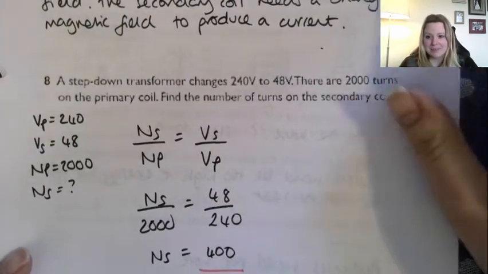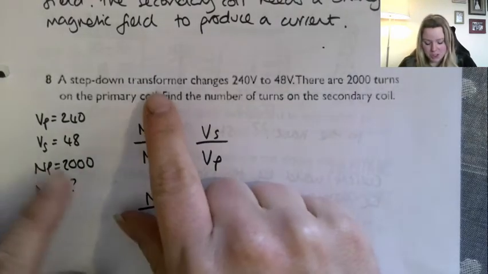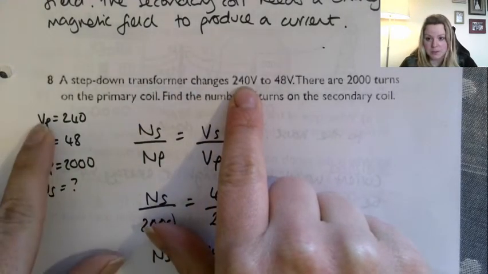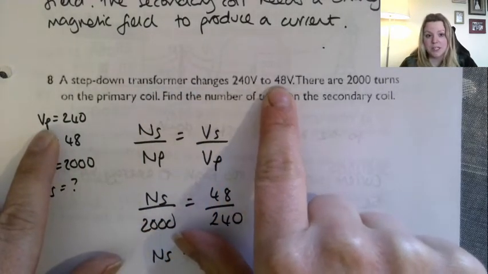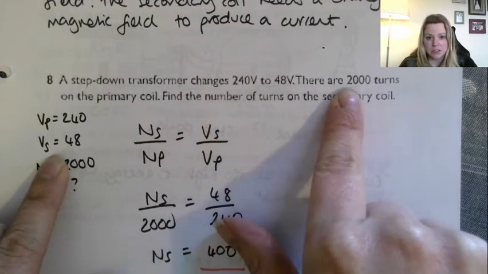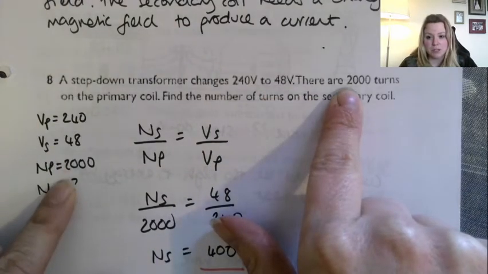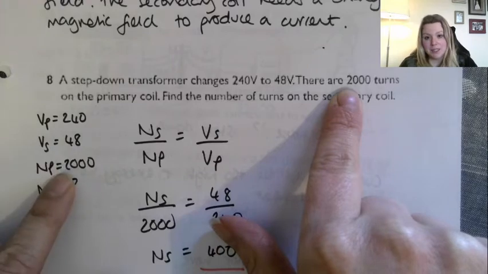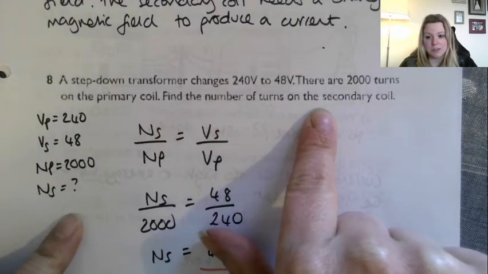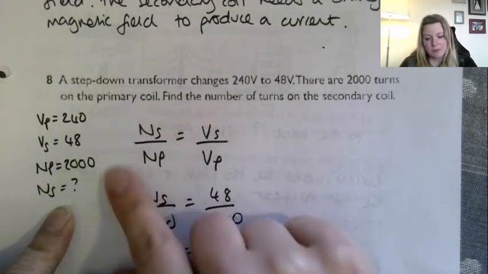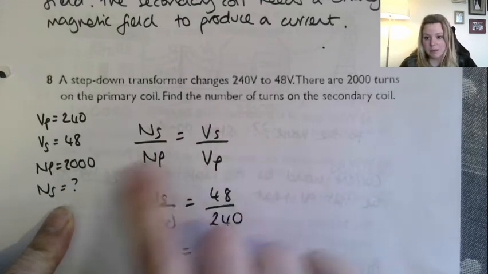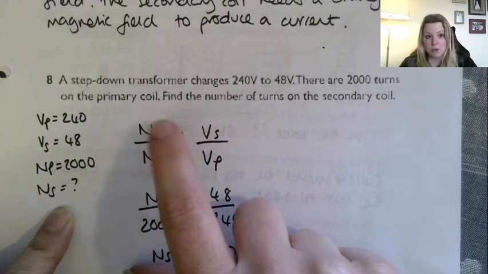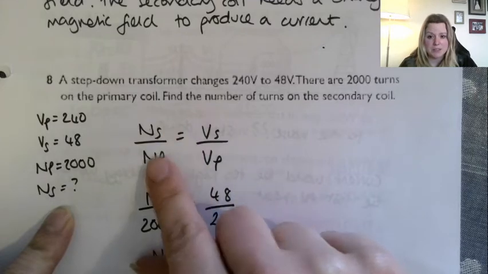Right, 8. A step down transformer changes 240 volts, so that's our primary voltage, to 48 volts, so that's our secondary voltage. There are 2000 turns on the primary coil, so that's NP. Find the number of turns on the secondary coil, so NS. So remember, we can write this equation whatever way we want. Because I'm looking for NS, I write it up top left. Just makes the rearranging a wee bit easier.